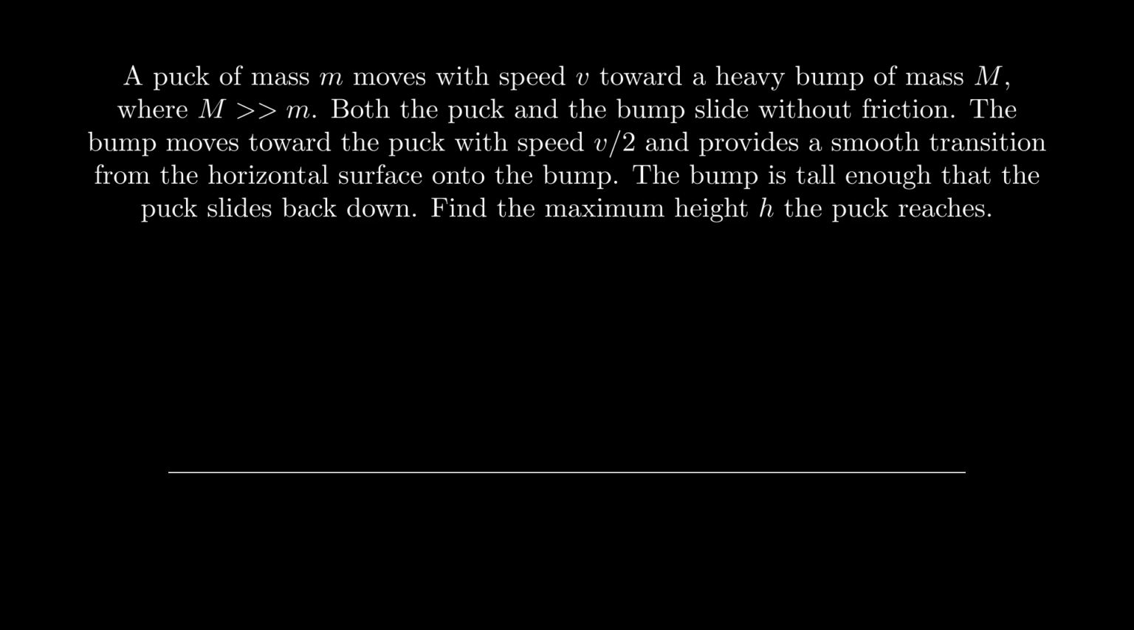The bump moves toward the puck with speed v over 2 and provides a smooth transition from the horizontal surface onto the bump. The bump is tall enough that the puck slides back down. Find the maximum height h the puck reaches. So right now I'm just going to draw a quick diagram. We can see our puck here and our bump, and we see the two velocities. It's pretty easy to tell that these two are moving towards each other, which becomes more apparent later on, but for now we'll just move on.